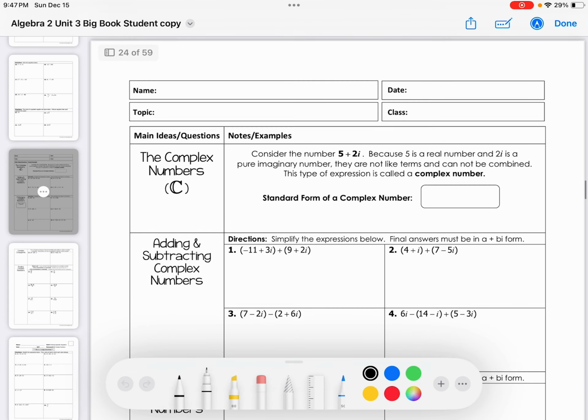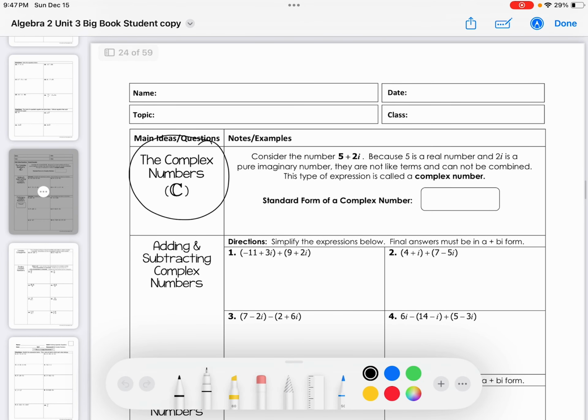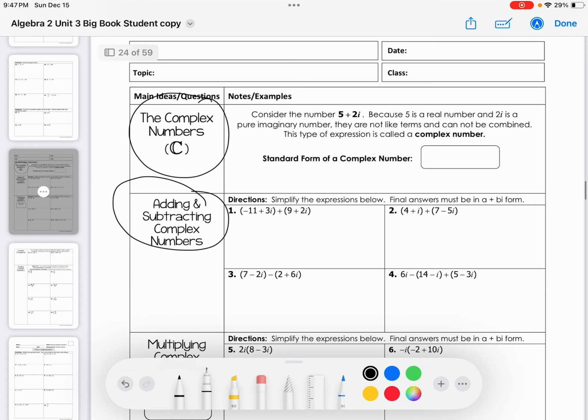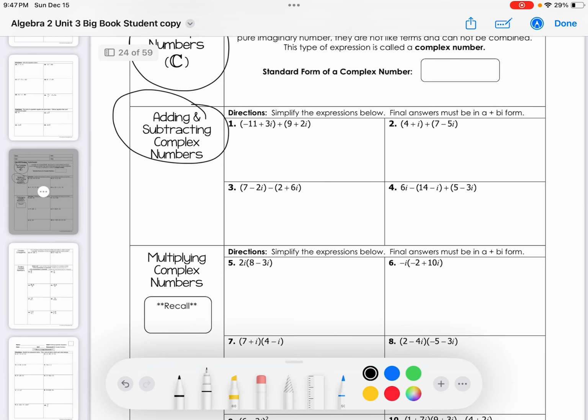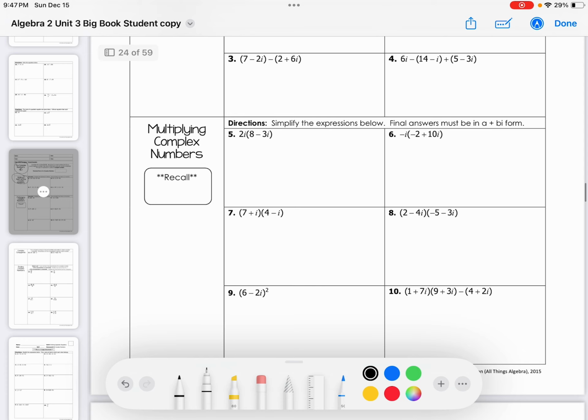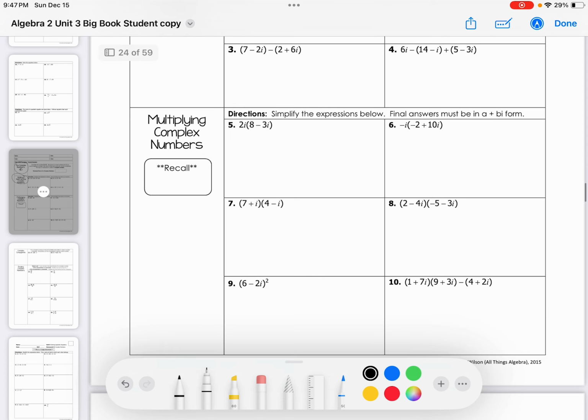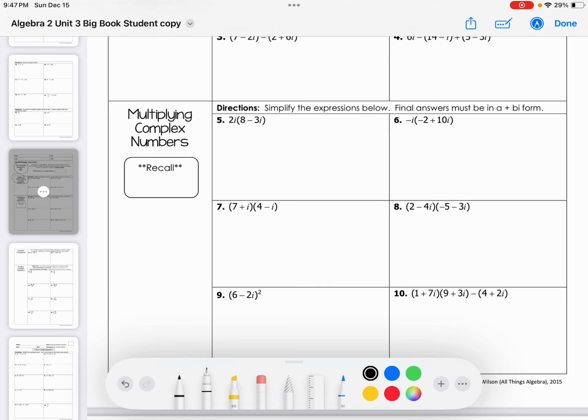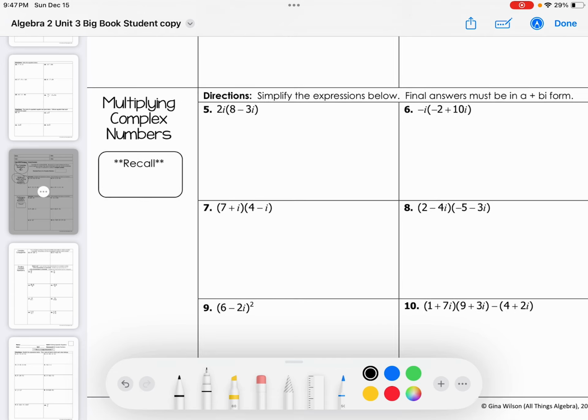So getting onto the page where it has these up here, the complex numbers, adding and subtracting complex numbers, etc. We're not going to worry about the top part of the page, but there is a question on the final that will be like these ones down here that we need to look at. This is where we're going to be multiplying complex numbers, so multiplying some things that involve imaginary numbers together.